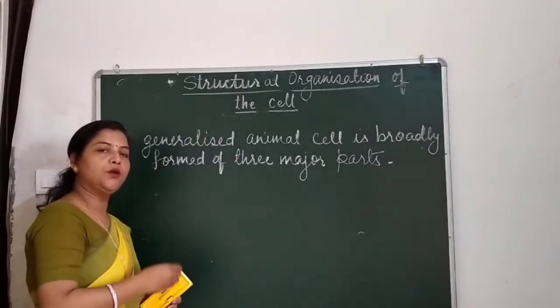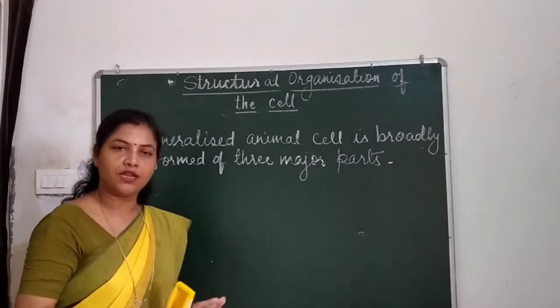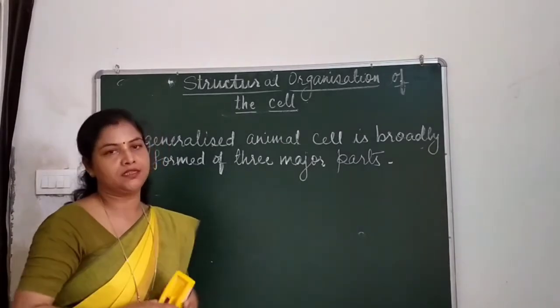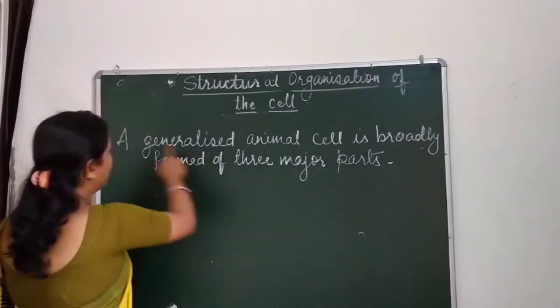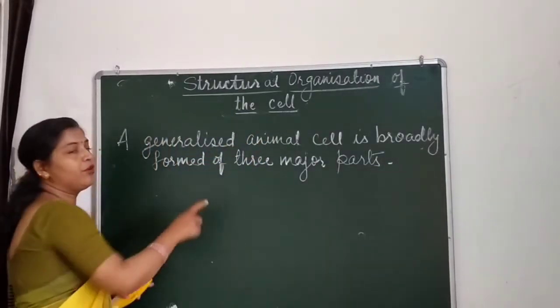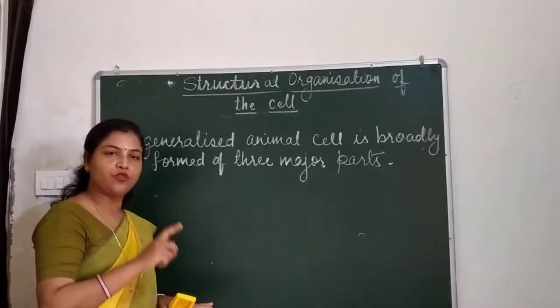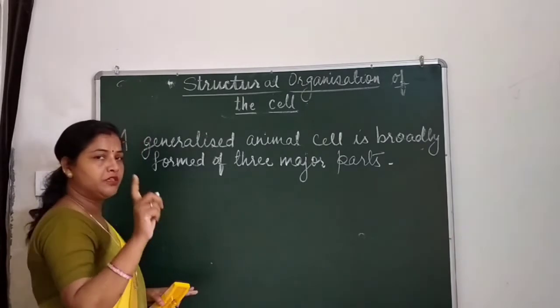Means what? How are these cells made up? What is the structural organization? What are the parts of the cell? A generalized animal cell is broadly formed of three major parts.